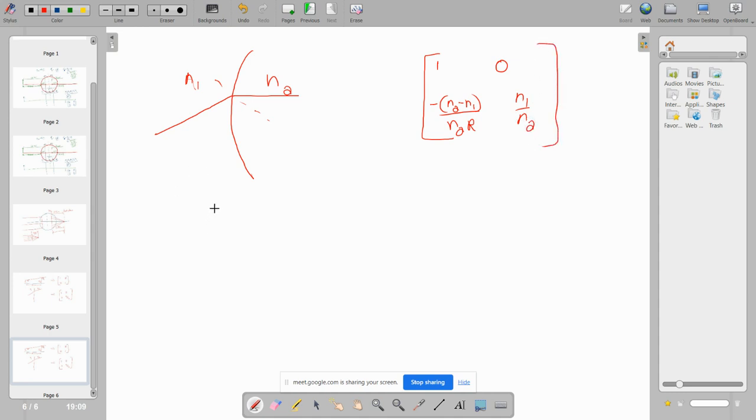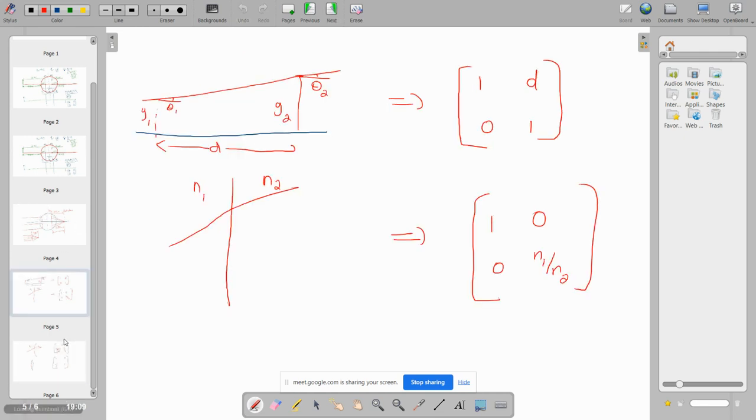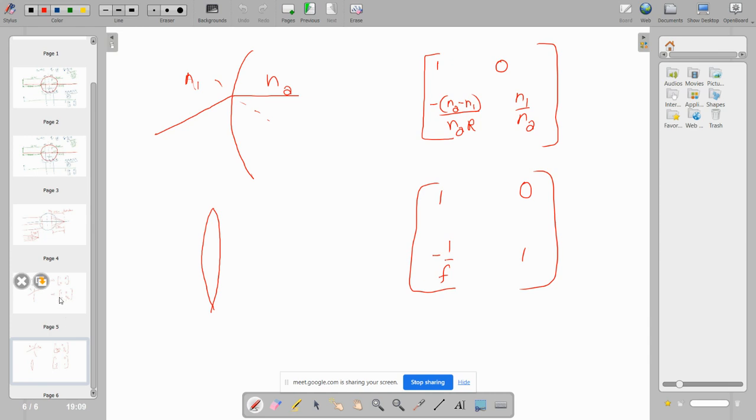And if there is a thin lens, the corresponding ray tracing matrix will be 1 0, minus 1 by f, 1. So anyway, you have to remember all these four things. These you can also derive, but it is better to remember all four.